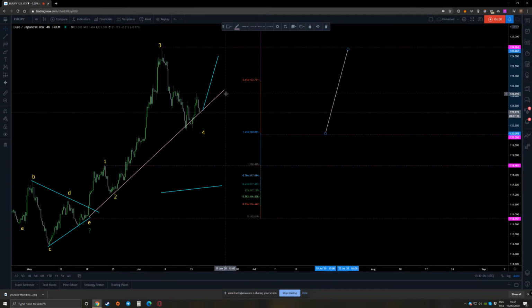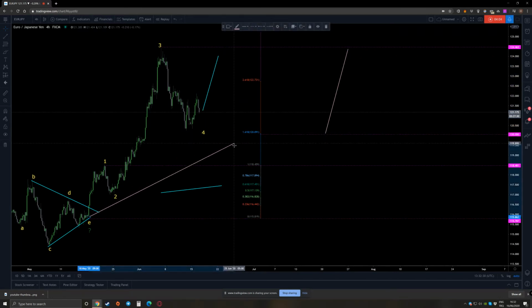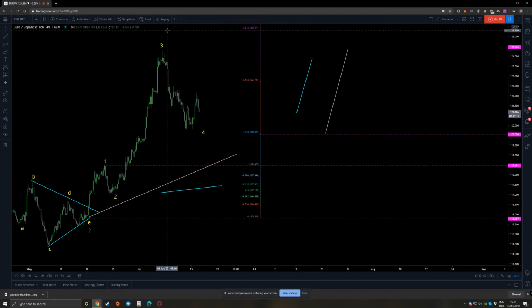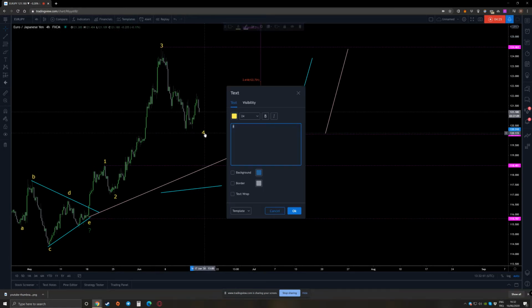The second thing is the fourth wave. It looks like we are in a fourth wave. If we are in a fourth wave, what does this tell us? It tells us that we are in a corrective wave as of now, because we know that in every impulsive move, the fourth wave is a complex corrective wave.